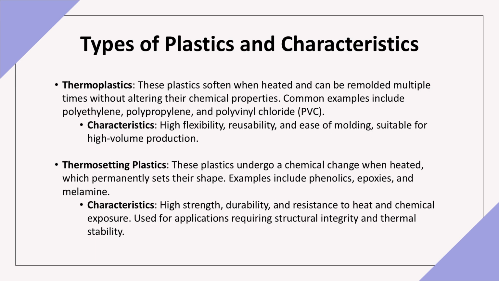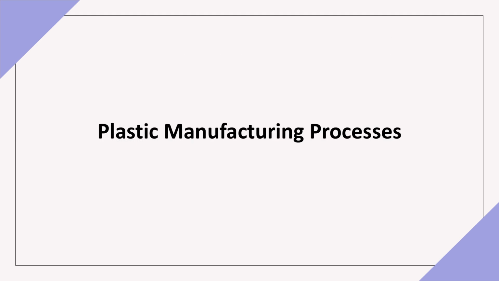Thermoplastics and thermosetting plastics have distinct properties. Thermoplastics soften upon heating, allowing multiple reshaping cycles. Examples include polyethylene and PVC, valued for flexibility and high-volume production potential. Thermosetting plastics undergo a chemical change when heated, hardening permanently, making them ideal for high-strength, durable applications like electrical insulators and appliance housings. There are different types of plastic manufacturing processes.